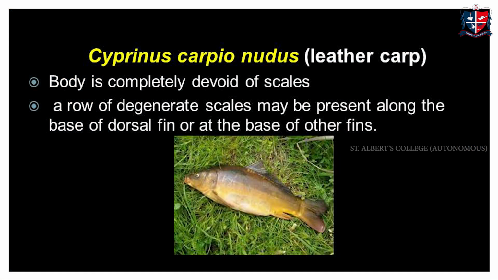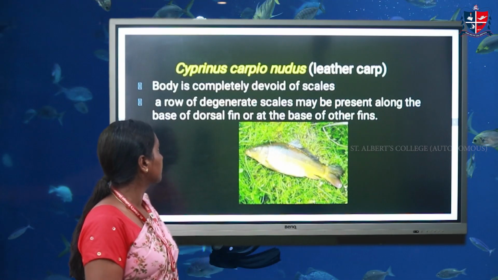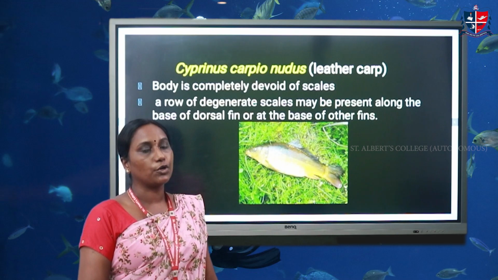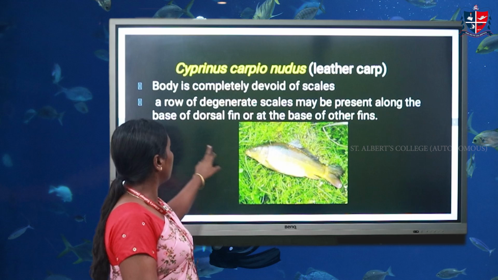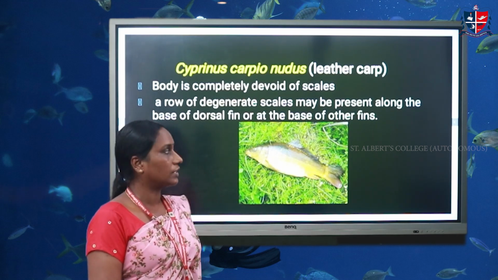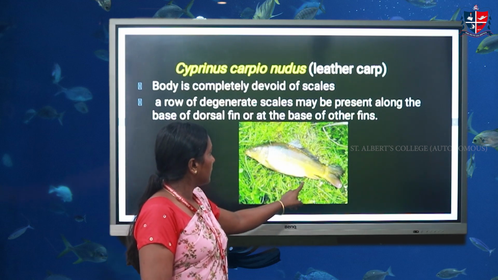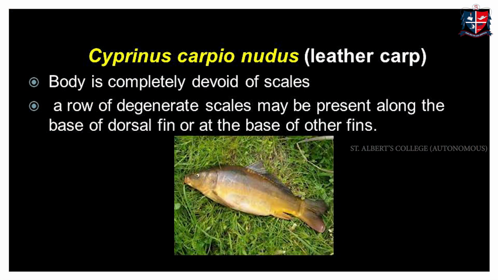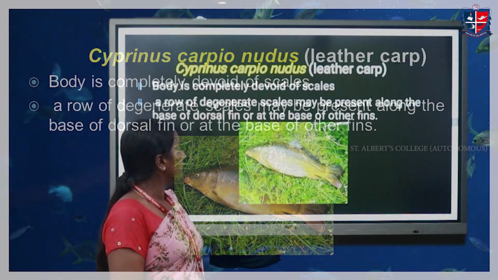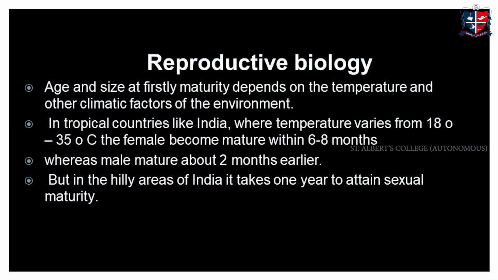And the last one is Cyprinus carpio nudus. Its common name is leather carp. Its body is completely devoid of scales. It is like a nude fish, and a row of degenerate scales may be present along the base of the dorsal fin and at the base of other fins. Only at the base of other fins we can see some scales. Like this picture, it is otherwise known as leather carp, leather-like appearance.